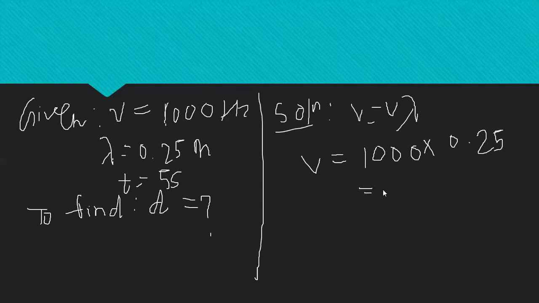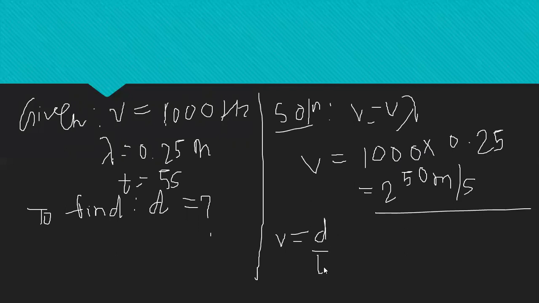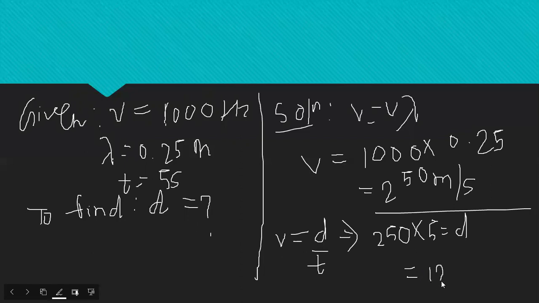So when we solve this we will get 250 meter per second. Now as you all know v equals distance upon time. So we have calculated, time is 5 seconds, so 250 into 5 equals d. So when you solve this you will get distance to be 1250 meters.